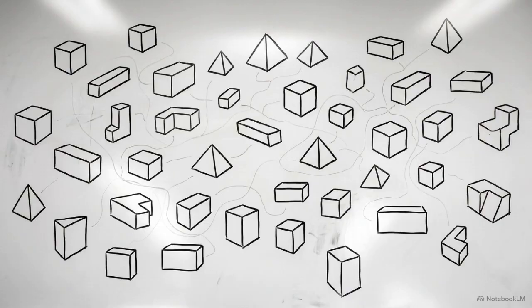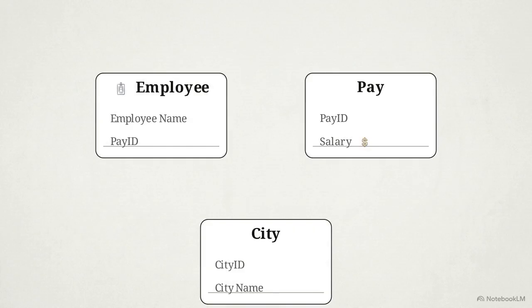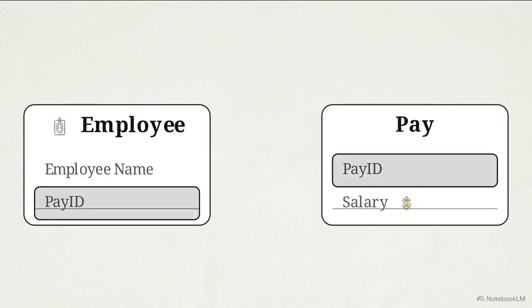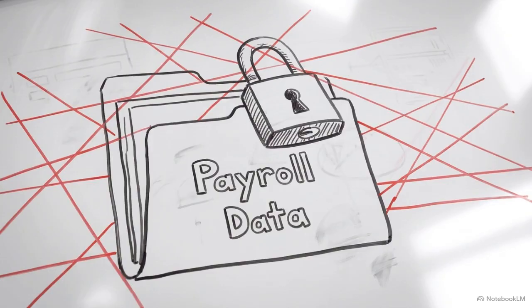Isolated entities cannot function as a system. An architecture requires mapping the connections between them. We establish connections between entities based on matching values. Let's look at 3 categories: employee, pay, and city. A one-to-one relationship exists when a pay ID in the employee table links to exactly one matching pay ID in the pay table. One-to-one relationships are used for specific purposes, such as isolating sensitive salary data to restrict access.